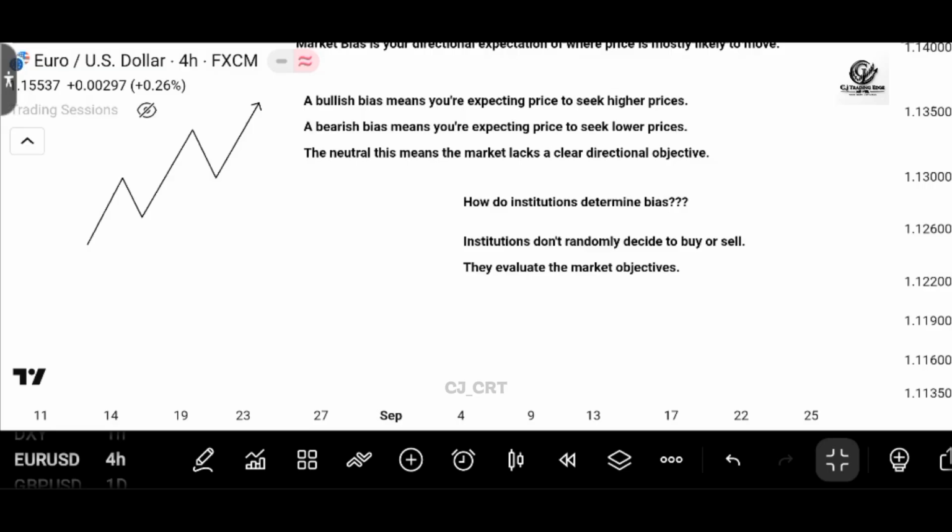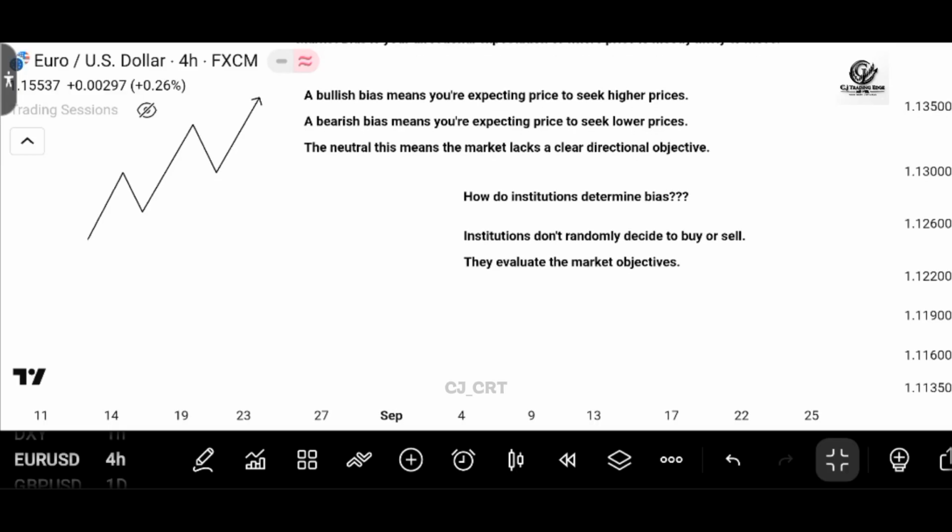The question is not, will price go up? The question you should ask yourself before trading a particular pair is, where is price most likely trying to deliver next? That mindset is what separates institutional thinking from retail guessing. If you're coming into the market and you're guessing, I think you shouldn't be called a trader, whether forex, crypto, whatever.